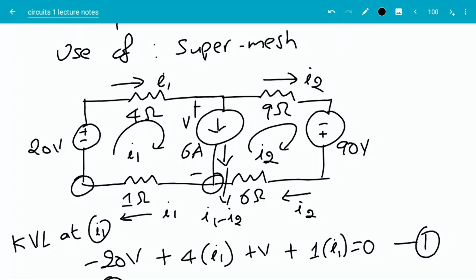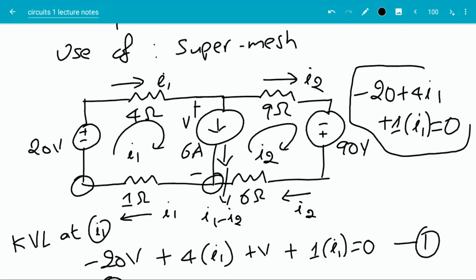A common mistake I observe when students write KVL equation, for example, in loop 1, is I see equations like this. Minus 20 when going up, plus 4 times I1 drop across the resistor 4 ohms. Then when they get to the current source, they don't know how to deal with it, so they just ignore it. And then there's a voltage drop of 1 times I1 equal to 0. And I very commonly see KVL equations like this, where students just ignore the current source and assume the voltage drop across that is 0 because they don't know how to deal with it.